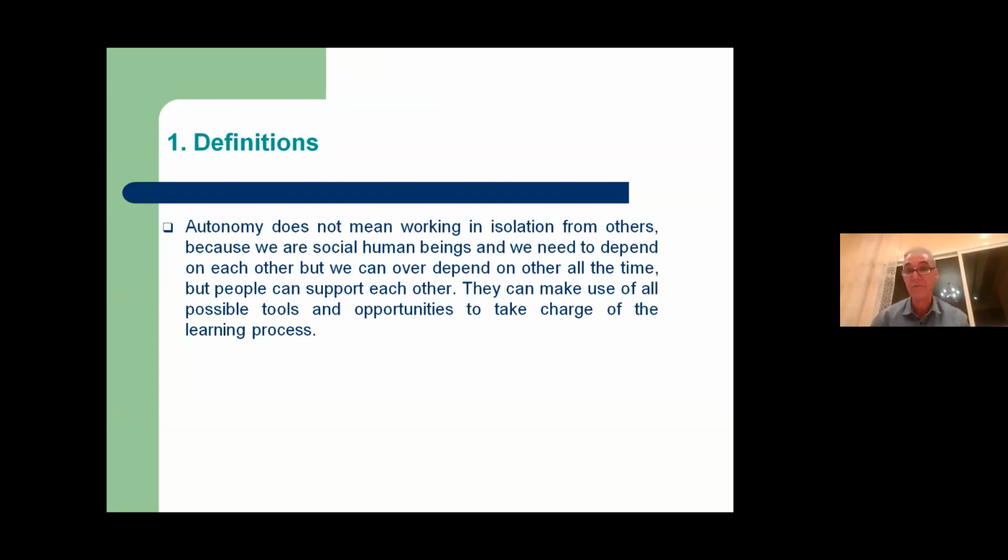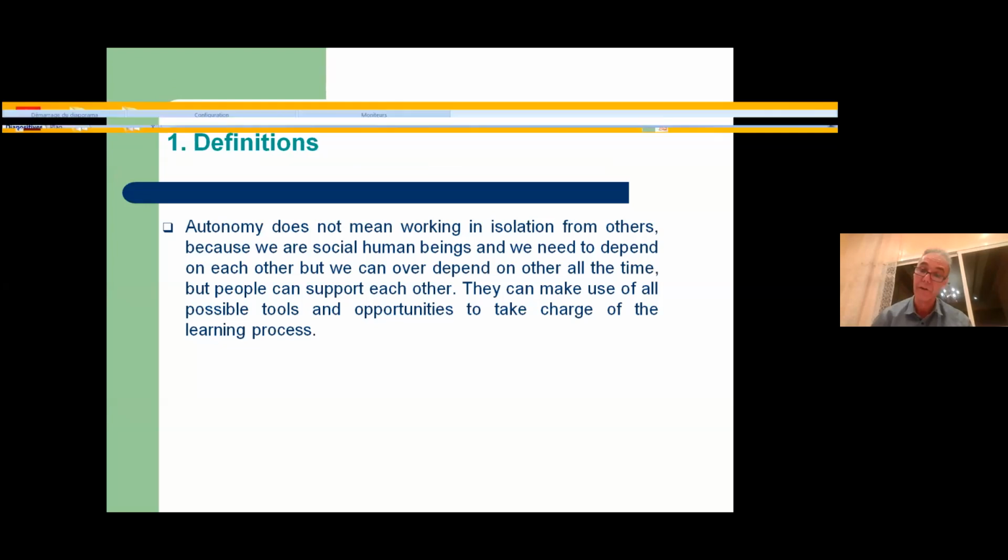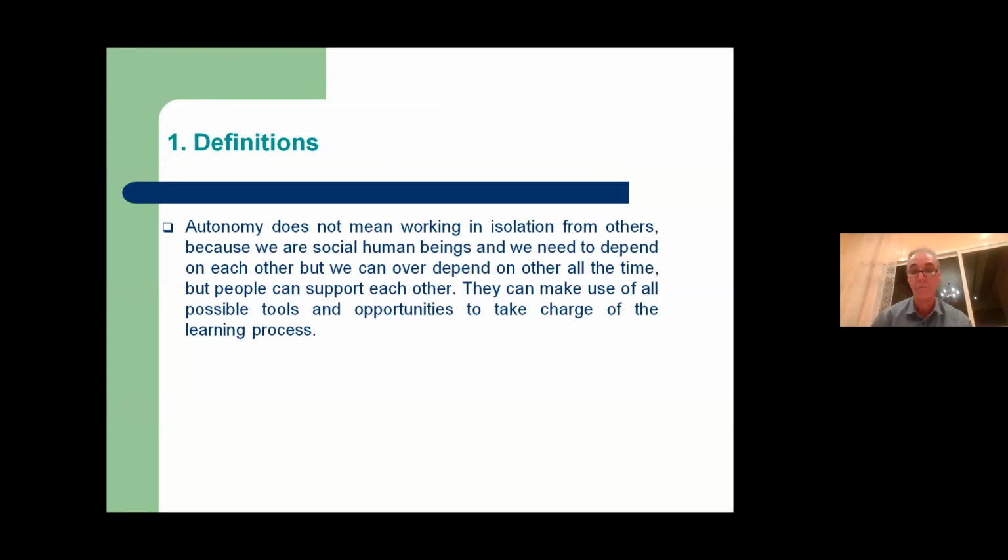We can always meet with people, we can learn from people, interact with people. Abderrahim Elkarfa said that interaction with students, interaction with teachers, of course, all these promote the learning and teaching process. So again, within this paradigm, we cannot deny the role of teachers and peers in promoting this autonomous learning. However, all of them make use of possible tools and opportunities to take charge.